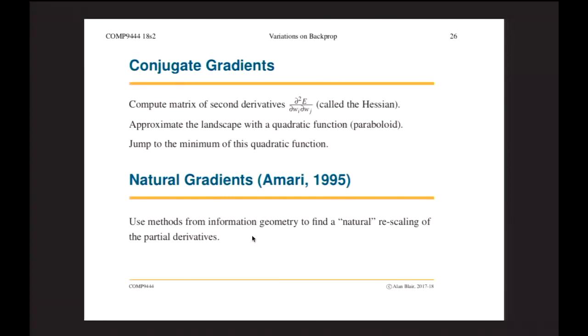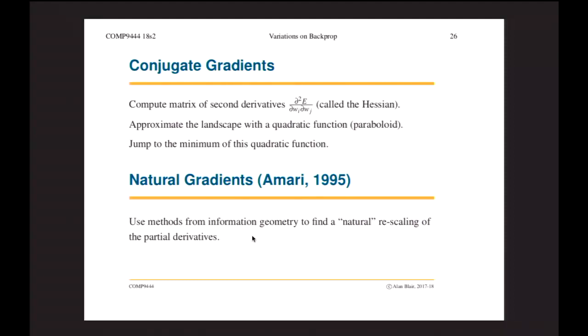And then there's a couple of other things. We're not going to really talk about this, but I'll just mention it briefly. There are more sophisticated methods than momentum, which rely on second derivatives. So if you've got, say, 20 weights in your network, normally we just take the derivative of the cost with respect to each of those 20 weights. Now these methods, for every pair of weights, compute the second derivative with respect to those two weights.